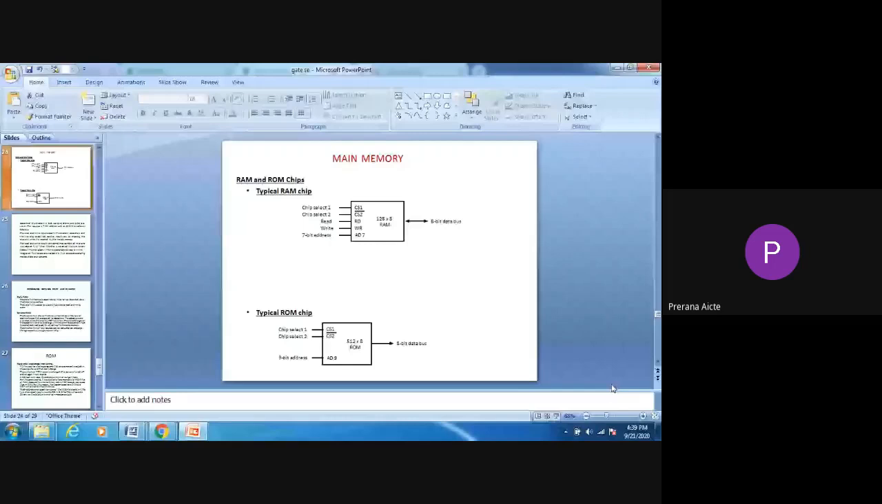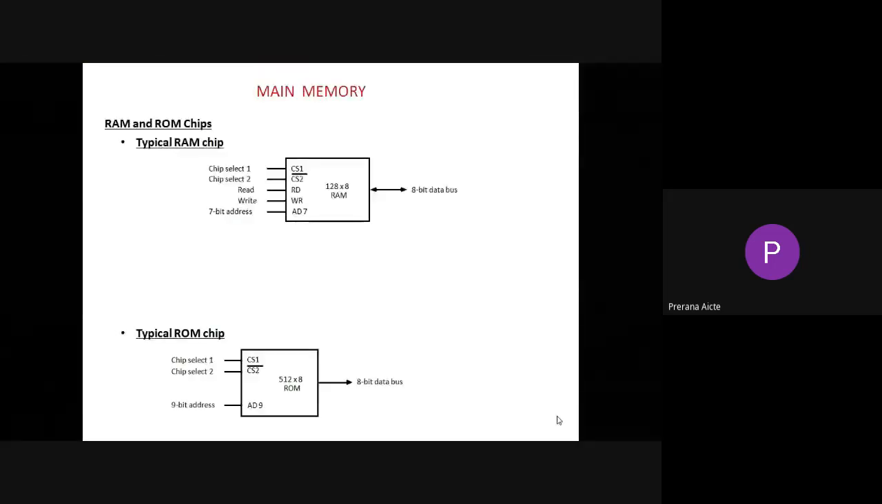Today in class we will discuss main memory. So what is main memory? Main memory is a large and fast memory used to store programs and data during operation. The main memory is made up of RAM integrated circuit chips, but a portion of the memory may be constructed with ROM chips.